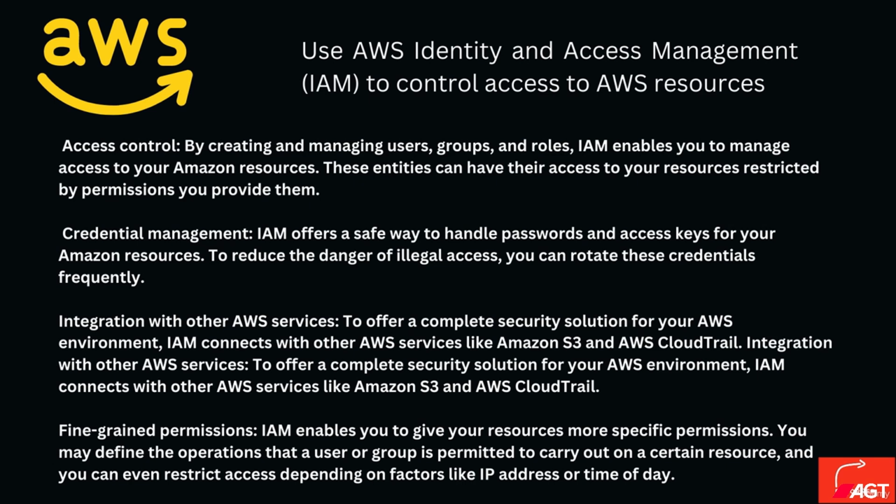You may define the operations that a user or group is permitted to carry out on a certain resource, and you can even restrict access depending on factors like IP address or time of day. You may reduce the risk of unauthorized access and data breaches by using IAM to manage access to your Amazon resources. With the help of IAM, you may provide users and applications only the permissions necessary for carrying out the particular responsibilities they have been assigned. This helps to increase general security and decrease the attack surface of your AWS setup.